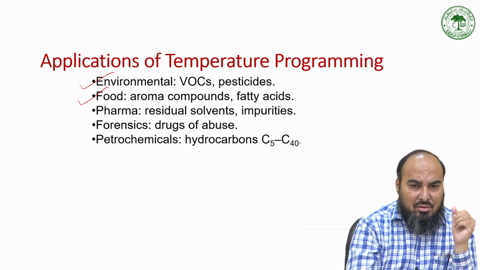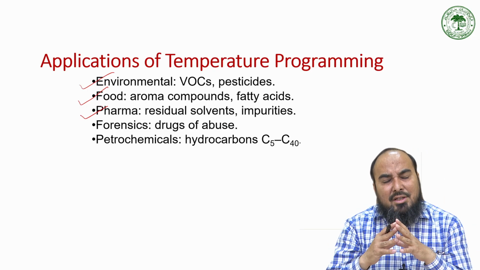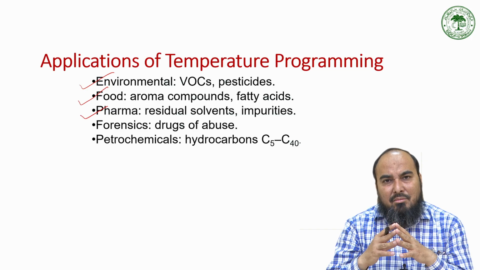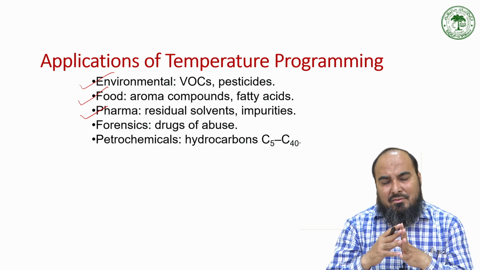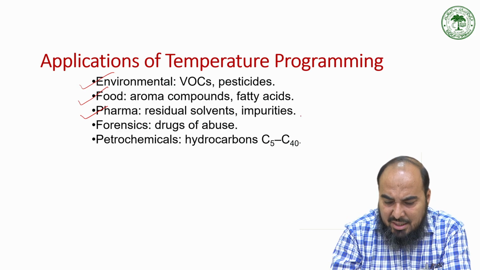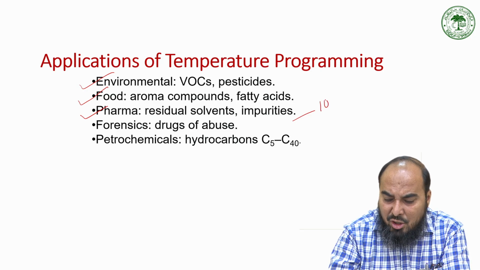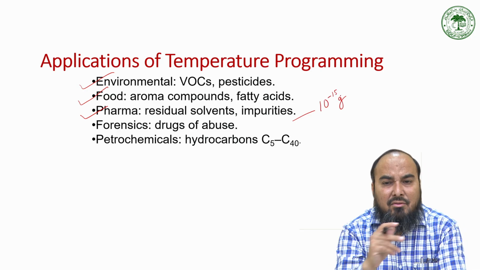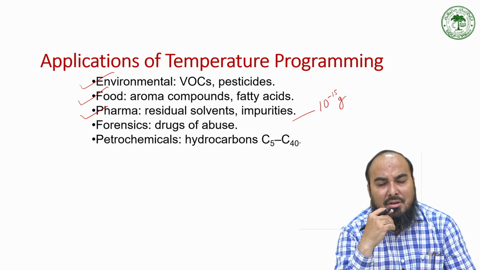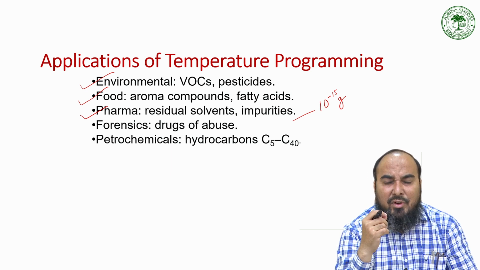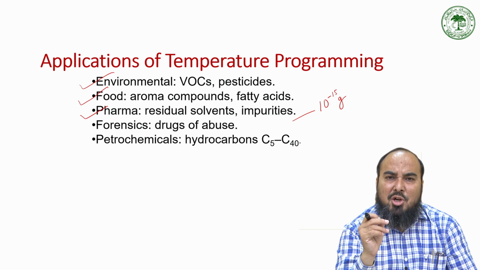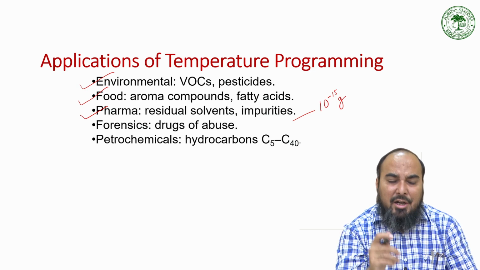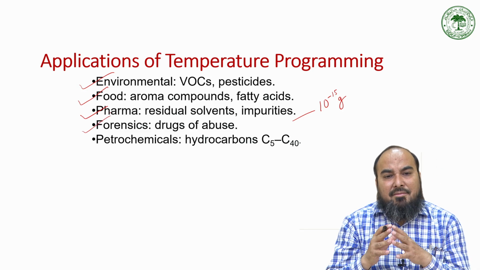In pharmaceuticals also, to check the presence of residual solvents or to check impurities, because this GC technique is very sensitive, and you have detectors which can detect impurities up to a level of 10 raised to the power minus 15 gram. We have seen this while discussing the detectors. Similarly, in forensics, where you have to check certain drugs, certain performance-enhancing drugs in the case of athletes, those small concentrations can easily be detected by the programmed GC.